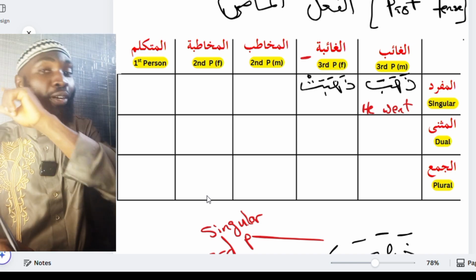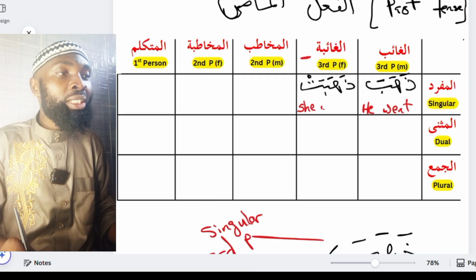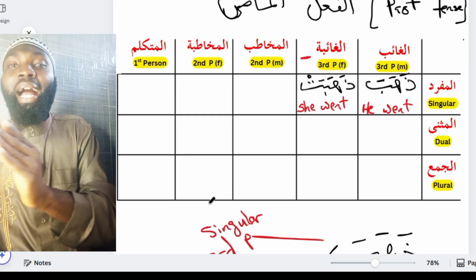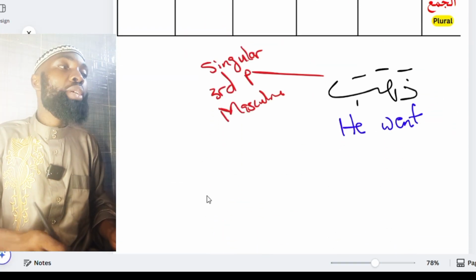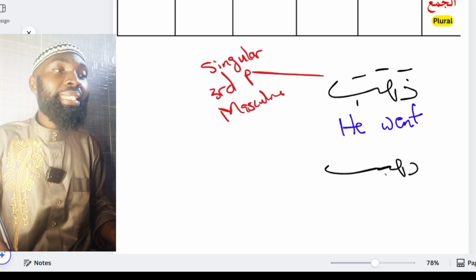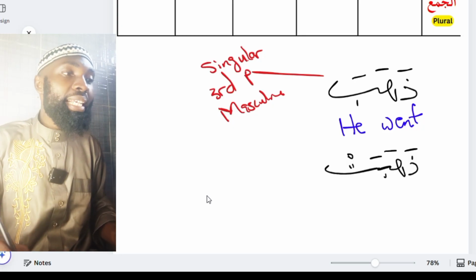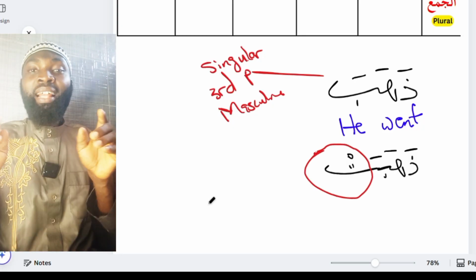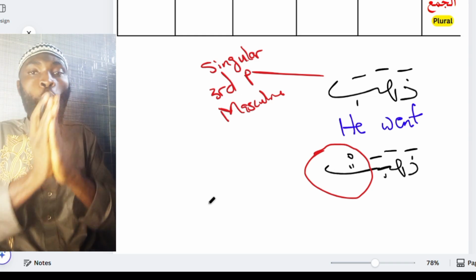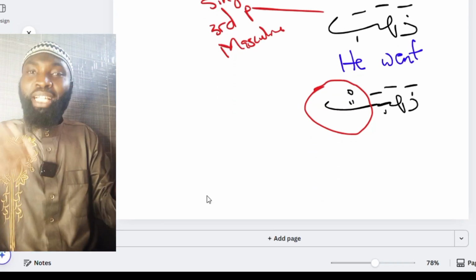So dhahabat for a third person female would mean she went. Dhahabat, she went. You can see it. Dhahabat, she went. Dhahaba, he went. Now you will see that the difference between the word dhahabat and dhahaba is the addition of this ta that has sukun. So the only difference you can see here is this ta that has been added to the word dhahaba. So dhahaba means he went. Dhahabat, she went. Using these two words, you can pick other Arabic verbs and form them into this pattern.